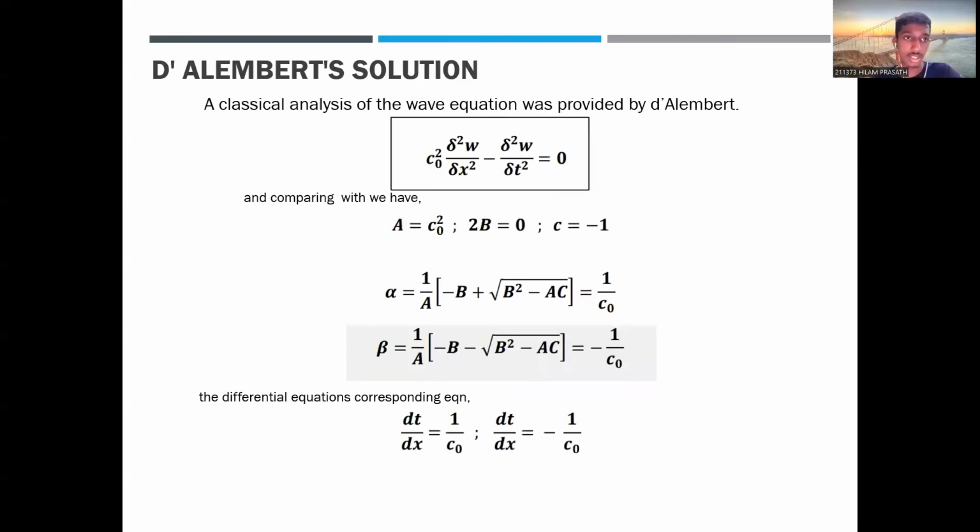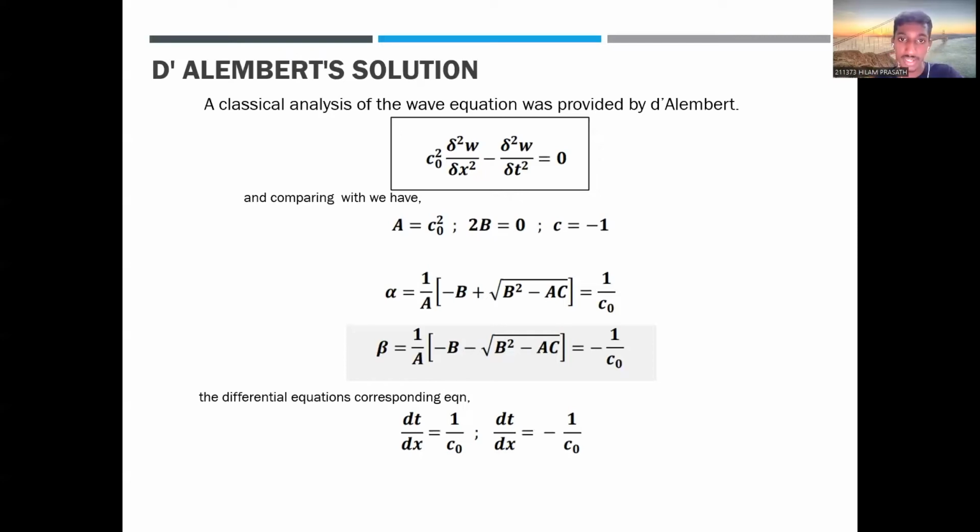Okay, next, the D'Alembert solution. A classical analysis of the wave equation provides the D'Alembert solution. And the classical character of this solution comes from the simplicity of this analysis, as well as the ability to give an idea of the phenomena of wave propagation. And consider the wave equation. Below, I've shown the wave equation, and we use the result obtained from the wave equation's differential equations as highlighted in a box.